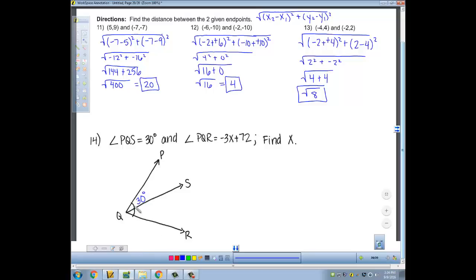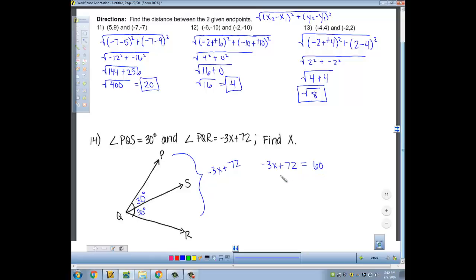Since this has one arc and this has one arc, I know that this is also going to be 30. They're congruent. I know that the whole thing PQR is this equation right here. So this whole thing is negative 3x plus 72. Now I'm going to solve for x. So I know the whole thing, negative 3x plus 72, is going to be equal to the angle down here. Well, 30 plus 30 is 60.